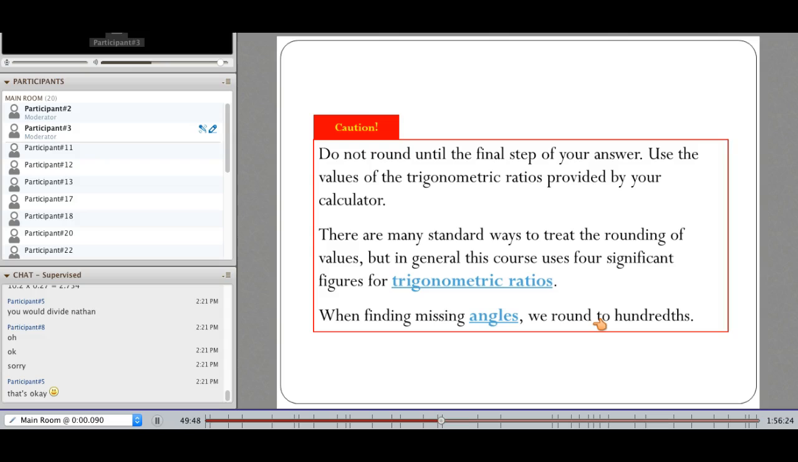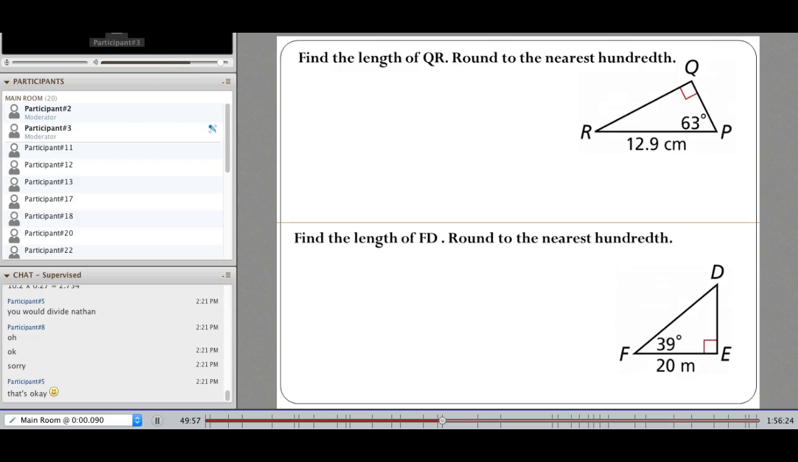Okay, and when we're finding missing angles, we round to the hundredths. But if for some reason the question is asking you to round differently, then you just follow the directions in the question. Okay.